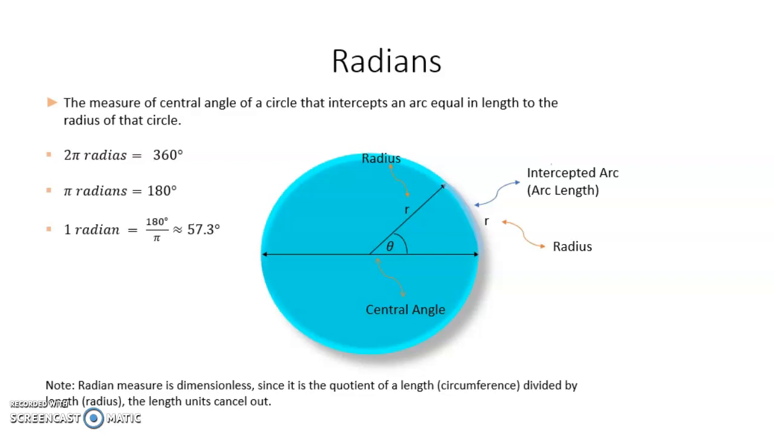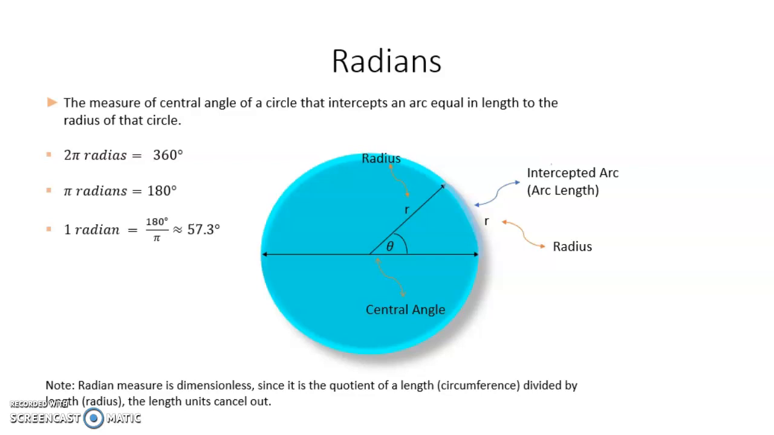Okay, so make note that 2 pi radians is the same thing as 360 degrees. Pi radians is the same thing as 180 degrees. And this is just FYI, 1 radian is about 57.3 degrees.